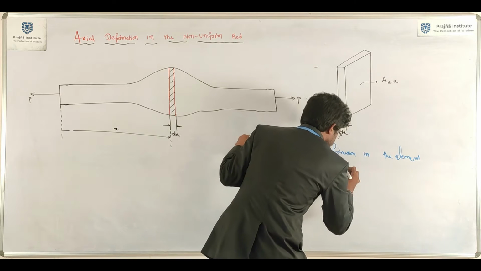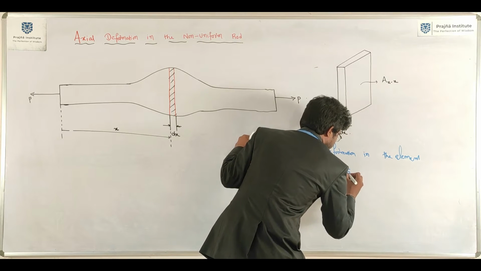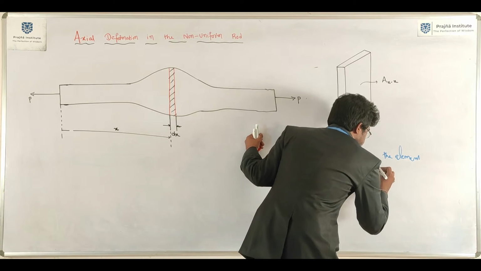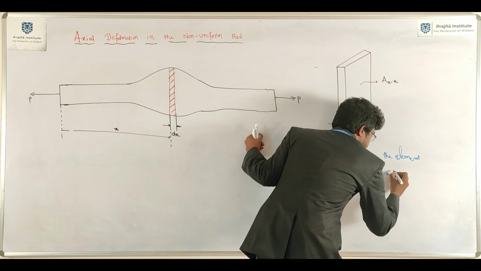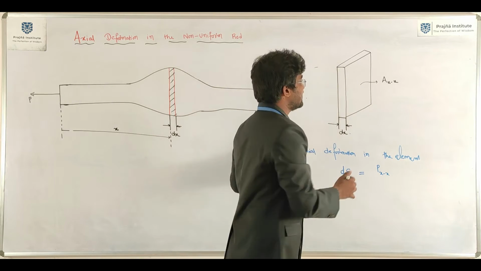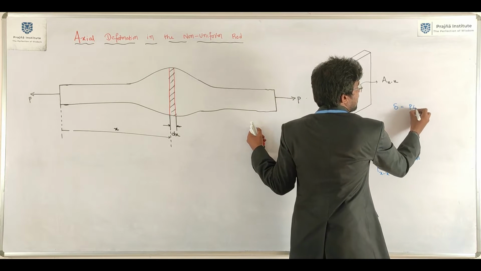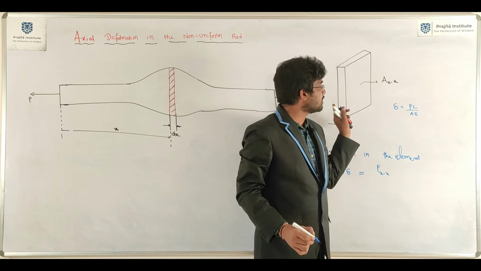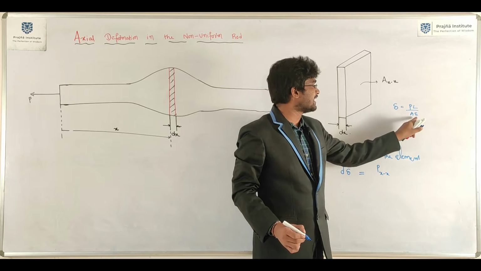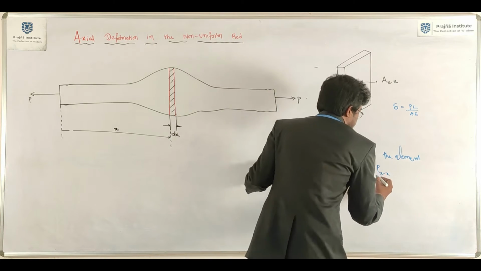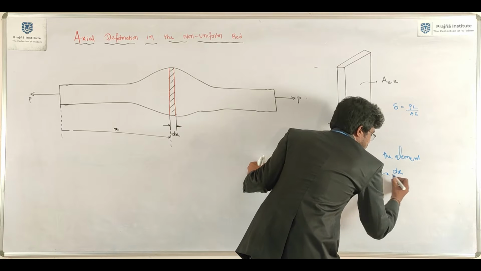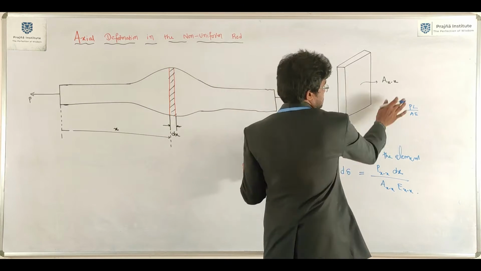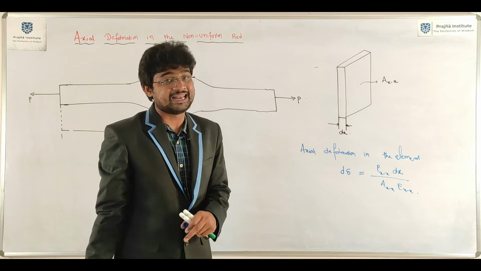First, the element: d delta. What is the axial deformation in the element? It equals Pxx times the length of the element. Actually, delta equals PL by AE: load acting on the element into length of the element, divided by area of cross section of the element and finally Young's modulus. So here Pxx, this is the length of the element, Axx, Exx. This is the axial deformation in the element.